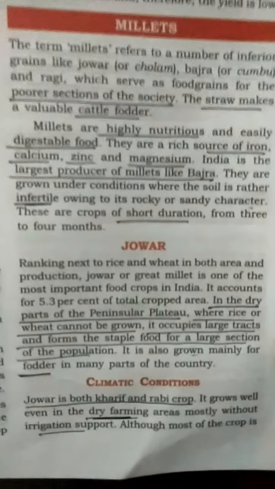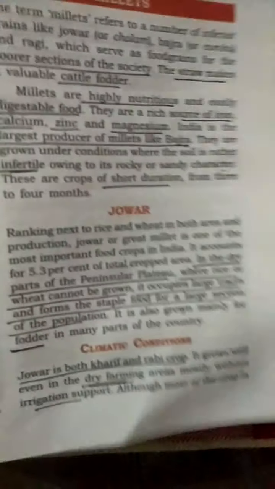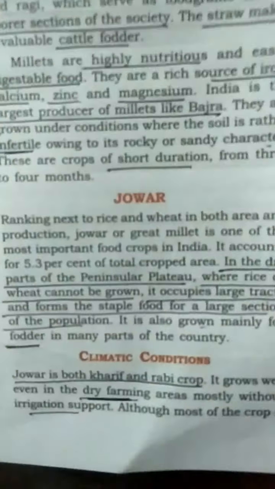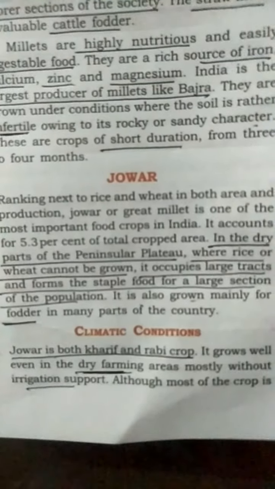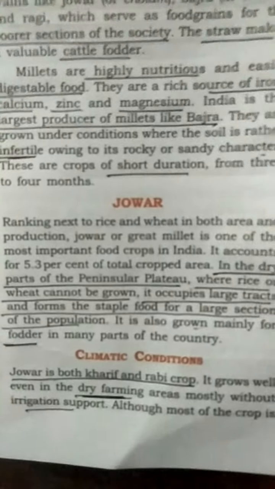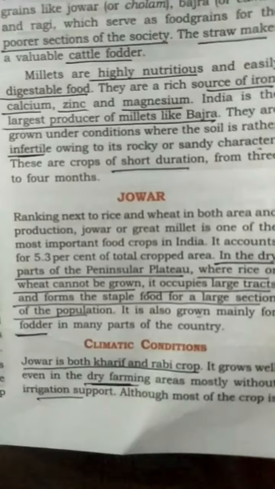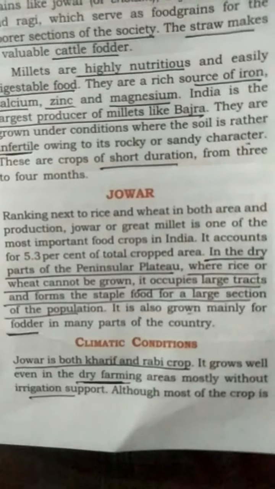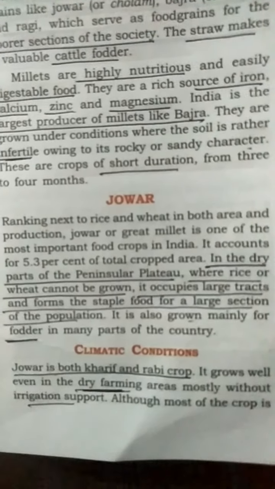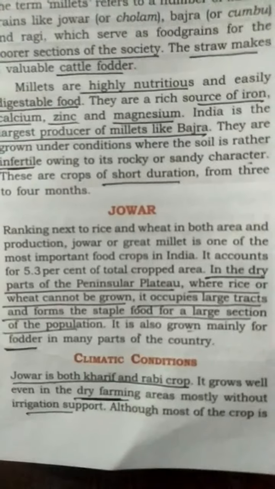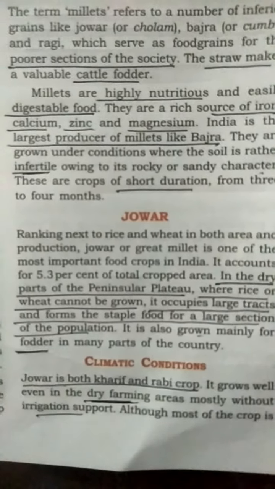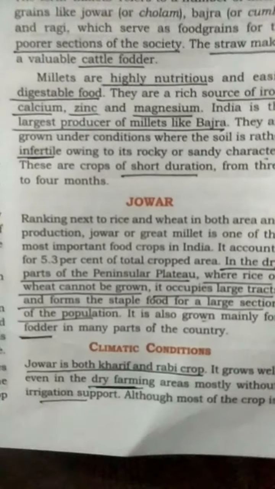The first millet is jowar. In the dry parts of Peninsular Plateau where rice or wheat cannot be grown, it occupies large area and forms the staple food for large section of the population. And it is also grown for fodder, that is for the cattle.